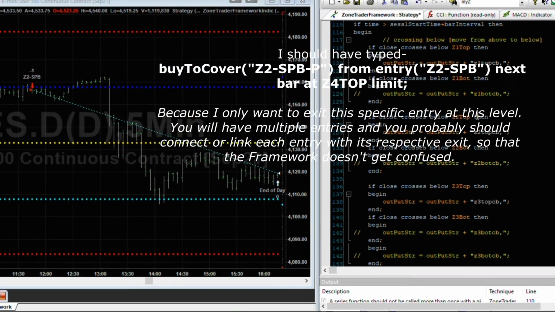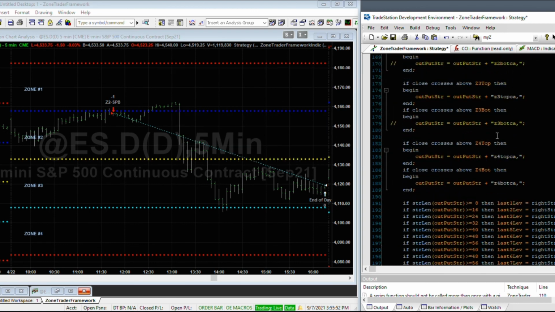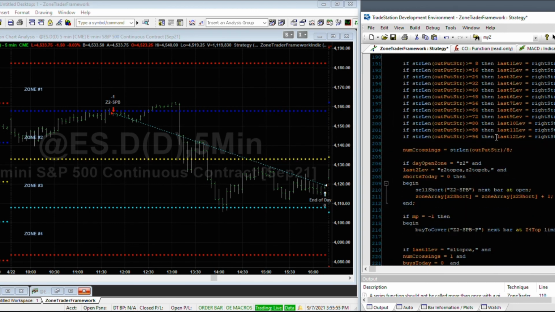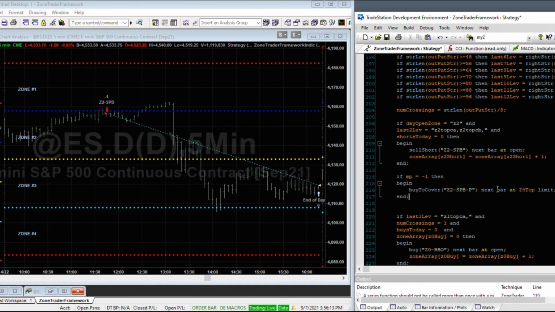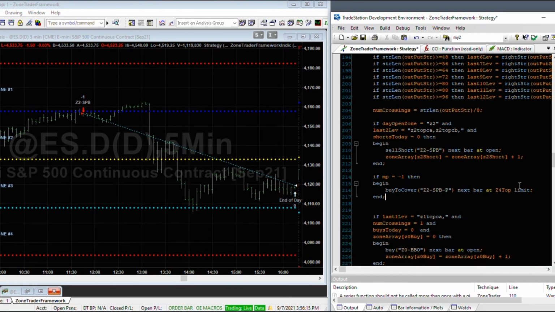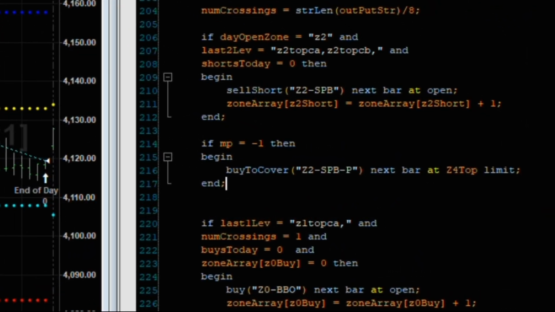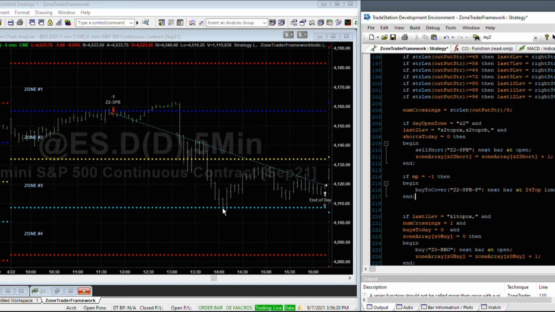So let's go back to the code here. And you can tell there's a lot of code in here, so it's a very large framework. You just got to get in the right section and program your code appropriately. And I give you a lot of examples on how to do a lot of different zone crossings. So that's it, right? So we did MP equals -1, then begin, buy to cover, zone 2, short, pullback on a profit, next bar at Z4 top limit. So hopefully when I compile this or verify it, you'll notice we'll be getting out here. That's zone 4 top.